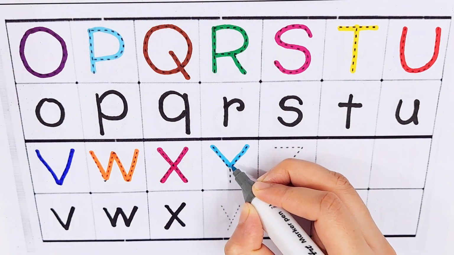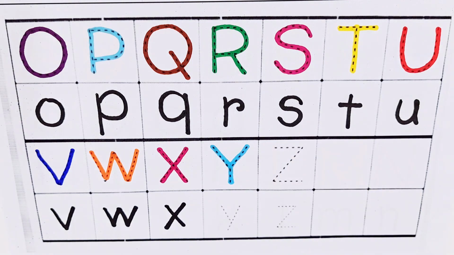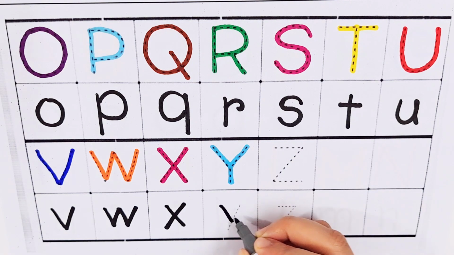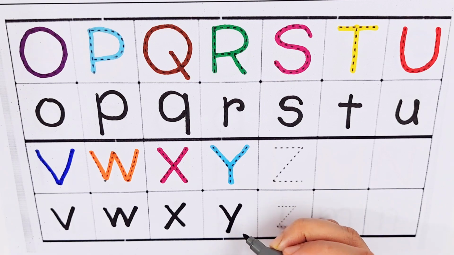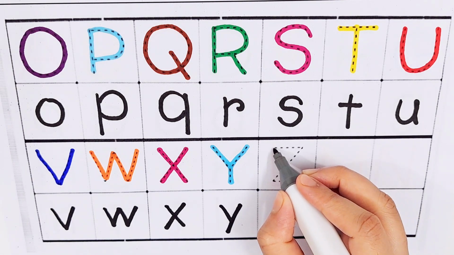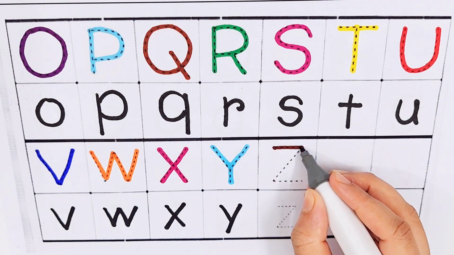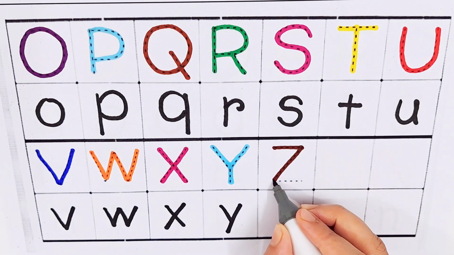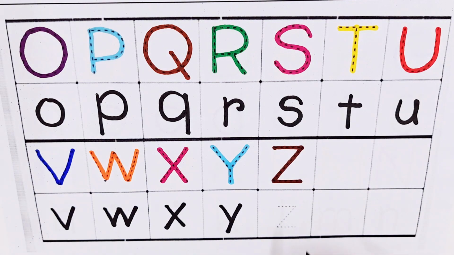Y for yo-yo. Y for yak. Z for zero. Z for zipper.